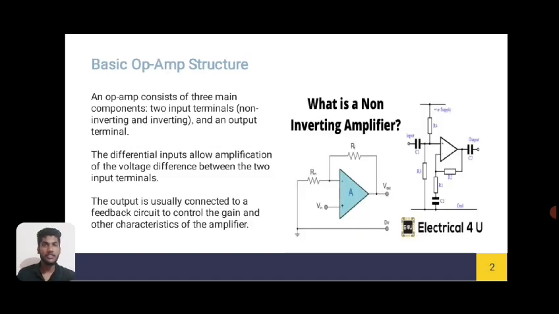Basic op-amp structures. An op-amp consists of three main components: two input terminals, non-inverting and inverting, and an output terminal. The differential inputs allow amplification of the voltage difference between the two input terminals. The output is usually connected to a feedback circuit to control the gain and other characteristics of an amplifier. So what is a non-inverting amplifier?